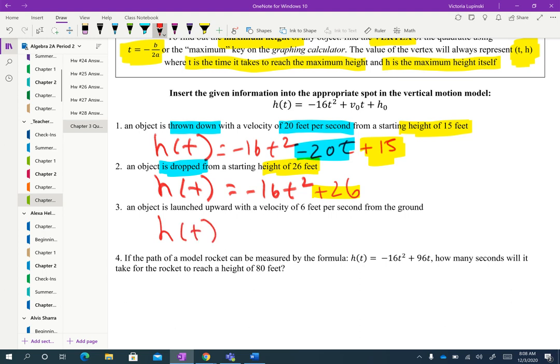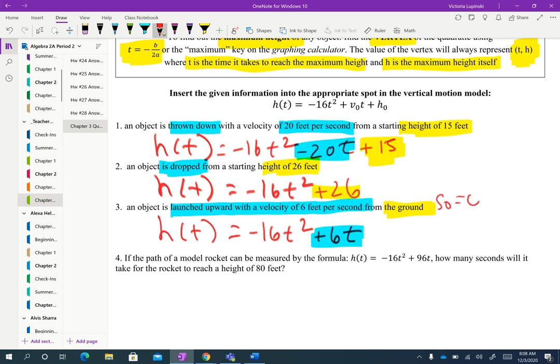Finally, for the third one, h of t equals, so because the object is being launched up with a velocity of 6 feet per second, we know that we're starting with negative 16t squared. Initial velocity is 6. Because it's going up, that's going to be a positive 6t. And then they're telling you that you're launching it from the ground. So if you're launching it from the ground, that means you are launching it from a height of 0, which means you could put a 0 in the back, or usually we just leave it out.